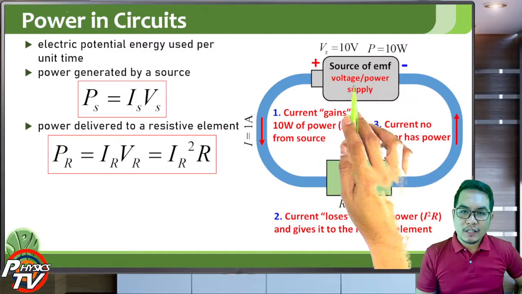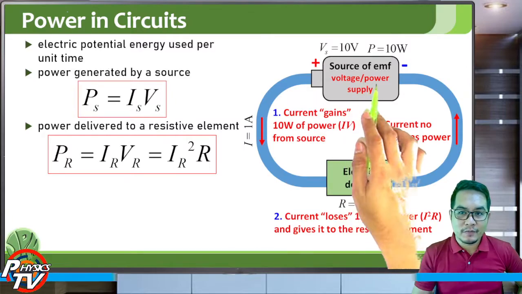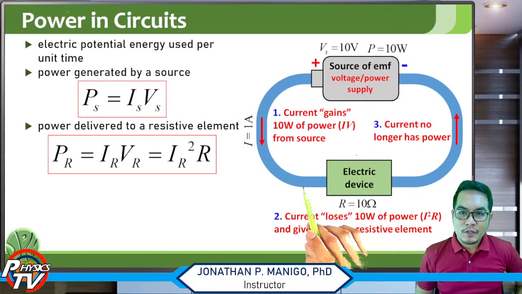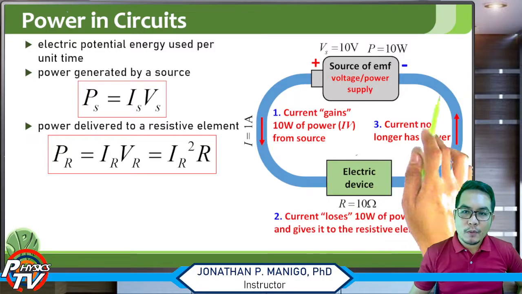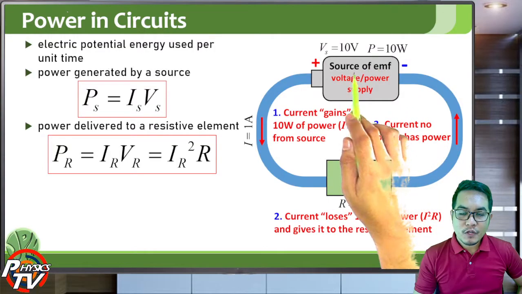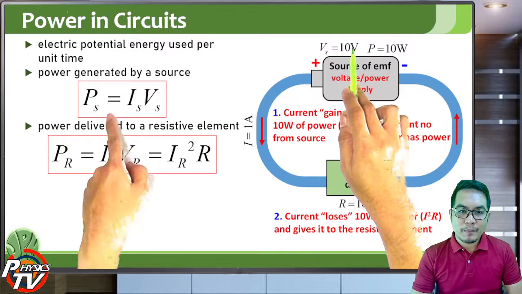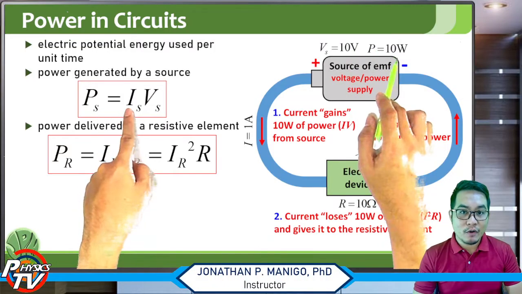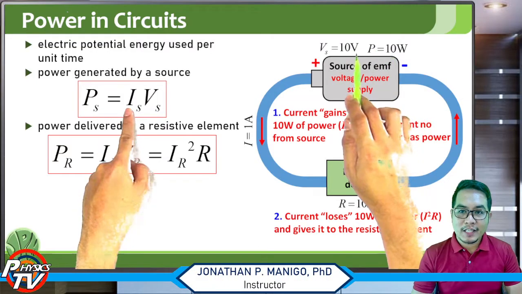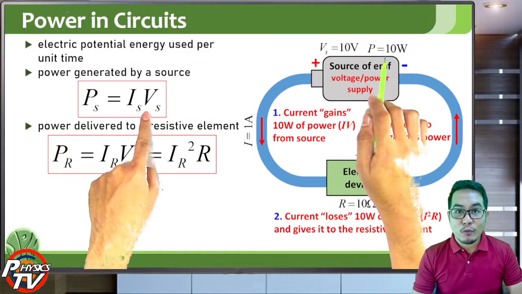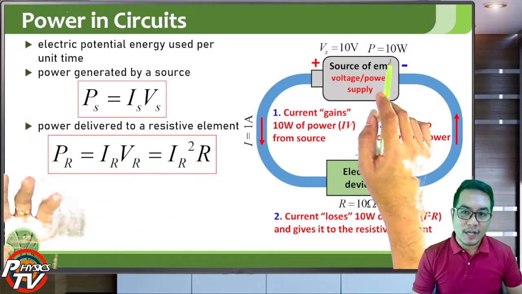So we consider this an ideal source of EMF. There's no internal resistance here. Meaning there's 1 ampere current flowing through the circuit. So 1 ampere times 10 volts. So the power generated by the source is 10 watts. The unit for power again is watts.